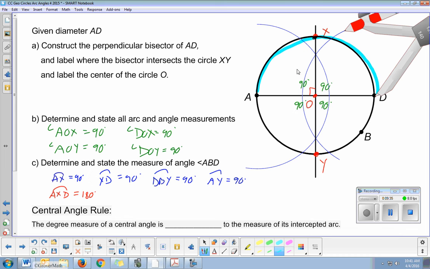And they had to be 90 because it cut the 360 into four equal spots. So that was 90, 90, total of 180. But also we started off by saying that AD is a diameter. What does a diameter do? It cuts a circle in half. And half of a circle, half of 360, is 180. So diameters are really your friends here when you're working with circles.